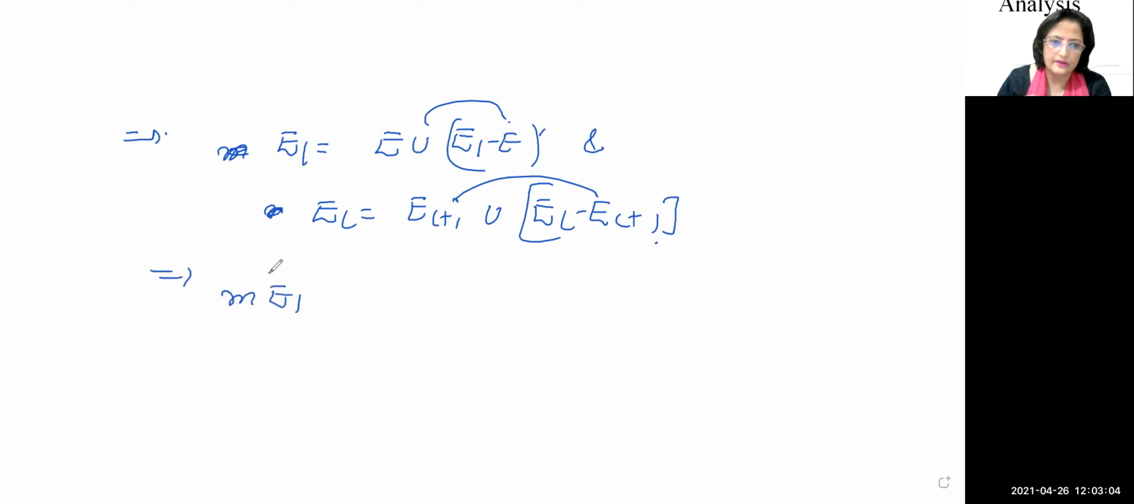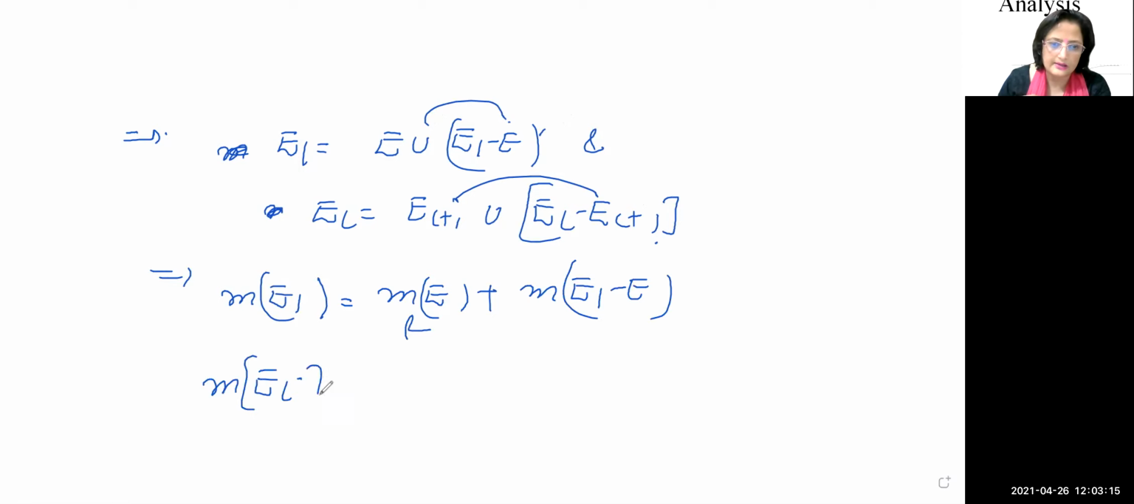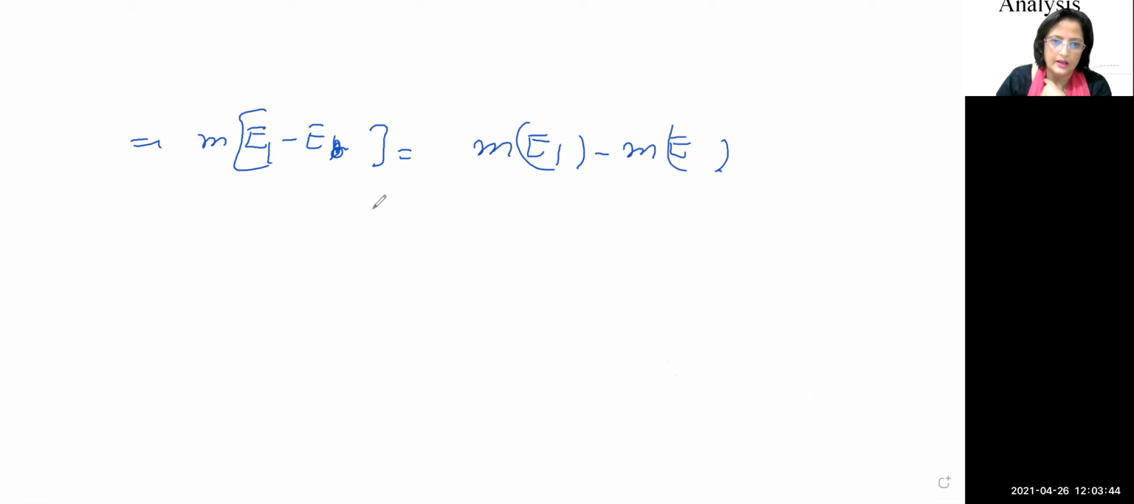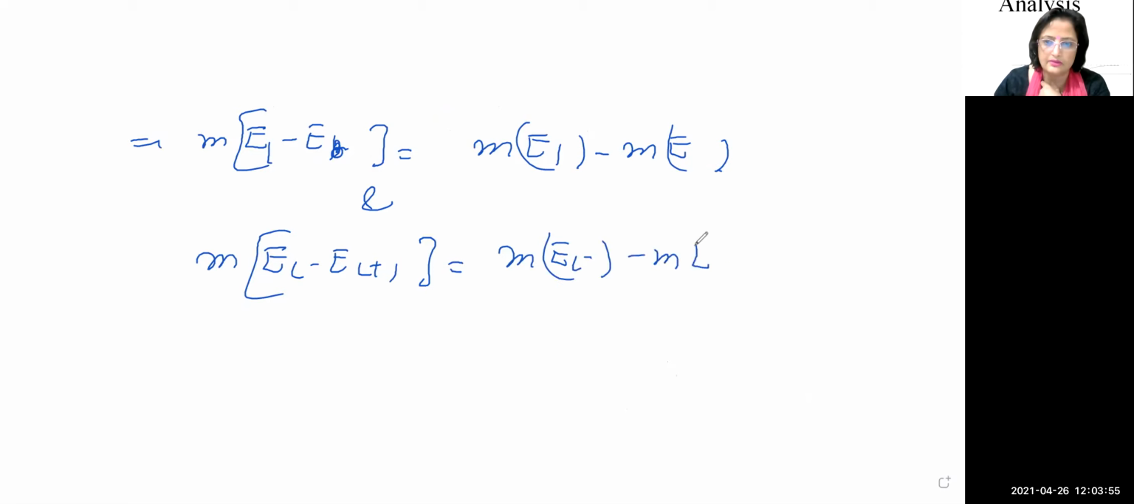It implies measure of E1 is equal to measure of E plus measure of E1 minus E. And measure of Ei is equal to measure of Ei plus 1 plus measure of Ei minus Ei plus 1. Right? So from here we will calculate the values of both. It implies measure of E1 minus E is equal to measure of E1 minus measure of E, and measure of Ei minus Ei plus 1 is equal to measure of Ei minus measure of Ei plus 1.